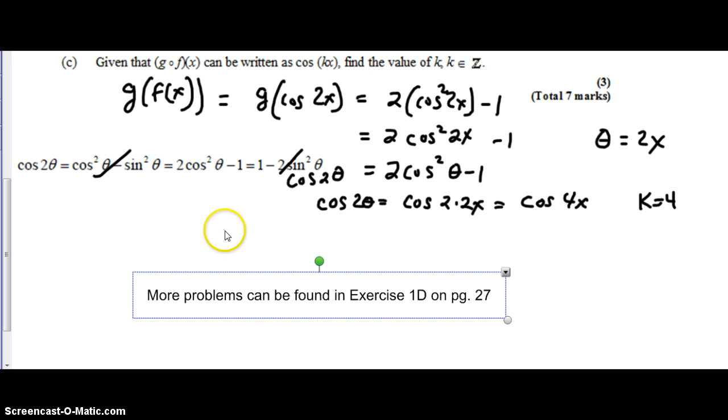Okay, if you want to try some more problems, they can be found in your book on page 27, exercise 1D. And remember, the answers are in the back of the book.